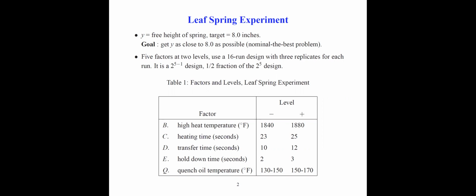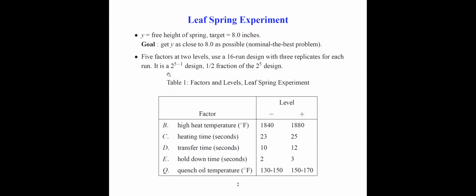So 5 factors at 2 levels. Those are the 5 factors: heat temperature, heating time, transfer time, hold down time, and quench oil temperature. Each factor has 2 levels, and we use -1 and +1 to denote these 2 levels. If we were going to do a full factorial design, it would be 2^5, which is 32 runs. But now we only use a 16-run design with 3 replicates for each run. So this will be a 2^(5-1) design.